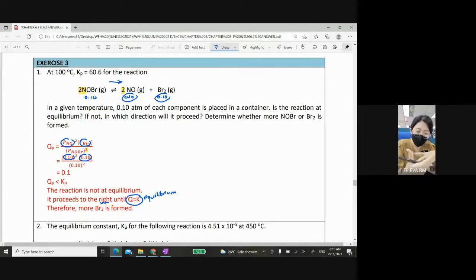So you must know how to interpret. If the reaction shifts to the right, that means the NOBr partial pressure will decrease. NO partial pressure and Br2 partial pressure will increase because now the reaction proceeds to the right, you are producing more product. So more product, more Br2 is formed. Because the question only asks about NOBr and Br2.